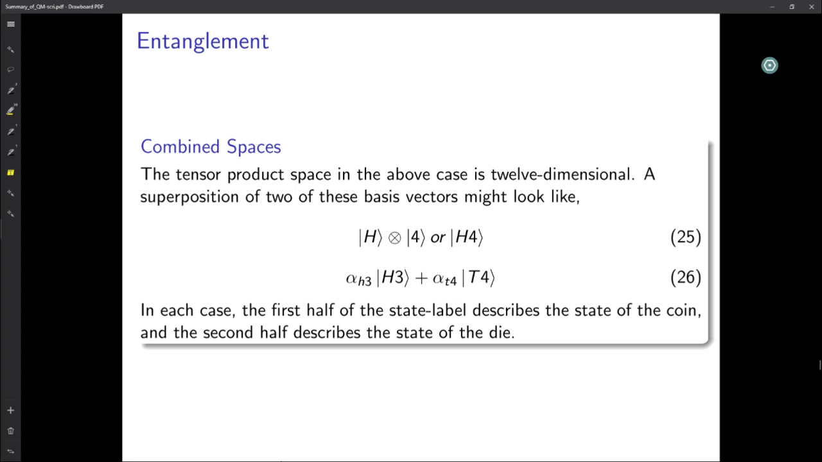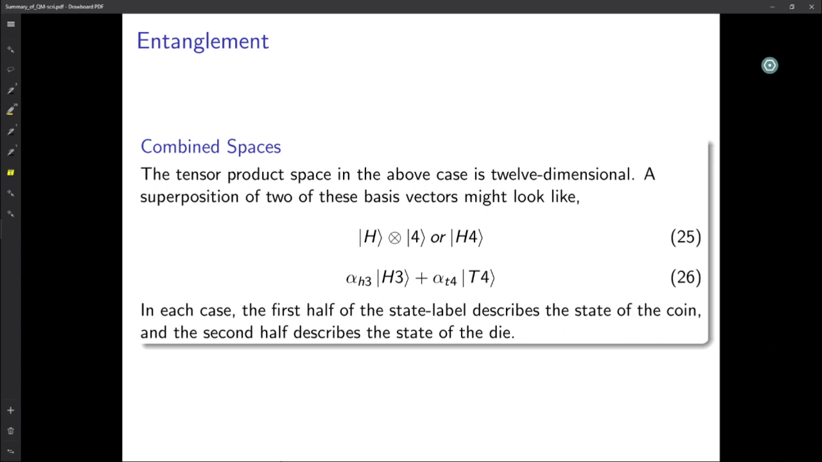Yeah. So again, the tensor product in the above case is 12 dimensional. As we see, there are 12 different possibilities; the above space is 12 dimensional. Any state or function needs to be able to be expressed as a superposition in terms of the basis vectors. That is one important property of a state or a space in quantum mechanics.